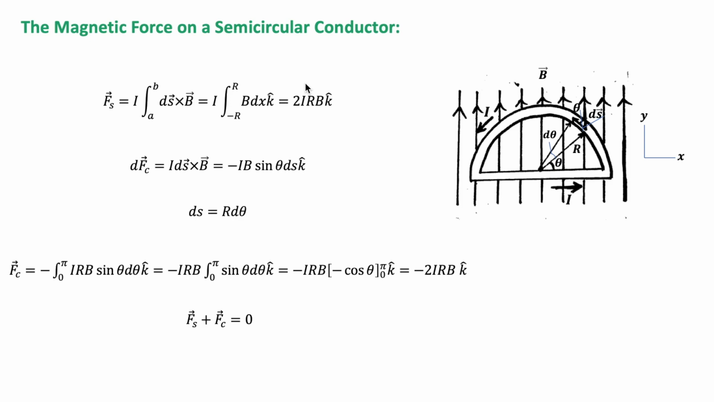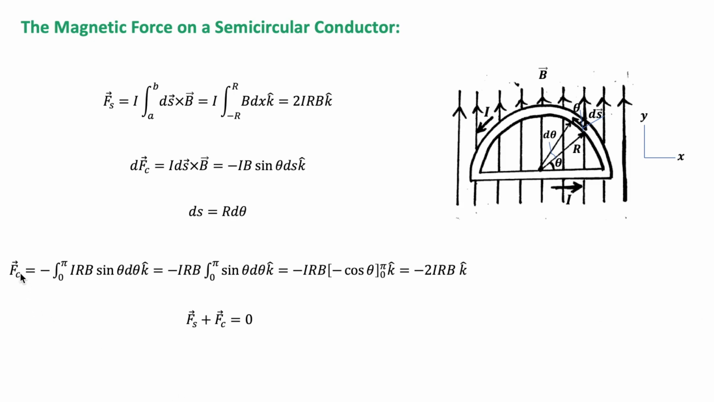So for the curved portion, dF_c is equal to I ds cross B, which is equal to minus IB. If you use the right hand rule for ds cross B, it will be in the negative k, the negative z direction. So minus IB sin theta ds k. The angle between ds and B is theta, right? And also we know that ds is equal to r d theta, okay?